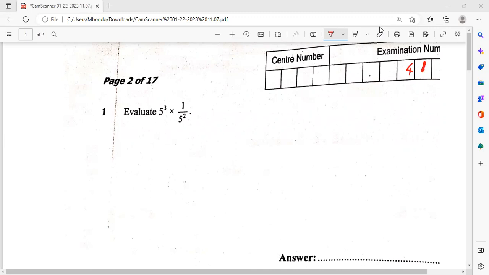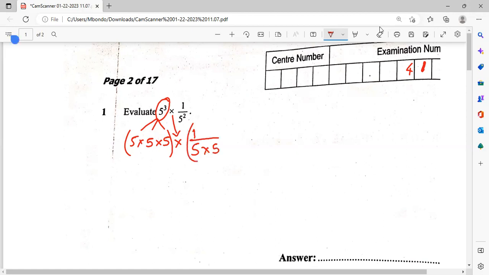How do we evaluate this question? On this part, we are supposed to expand this 5. It is 5 multiplied by 5 multiplied by 5. Then we bring this multiplication here, multiplied by, so this is there. On this side, what are we going to have? We are going to have 1 over 5 multiplied by 5.